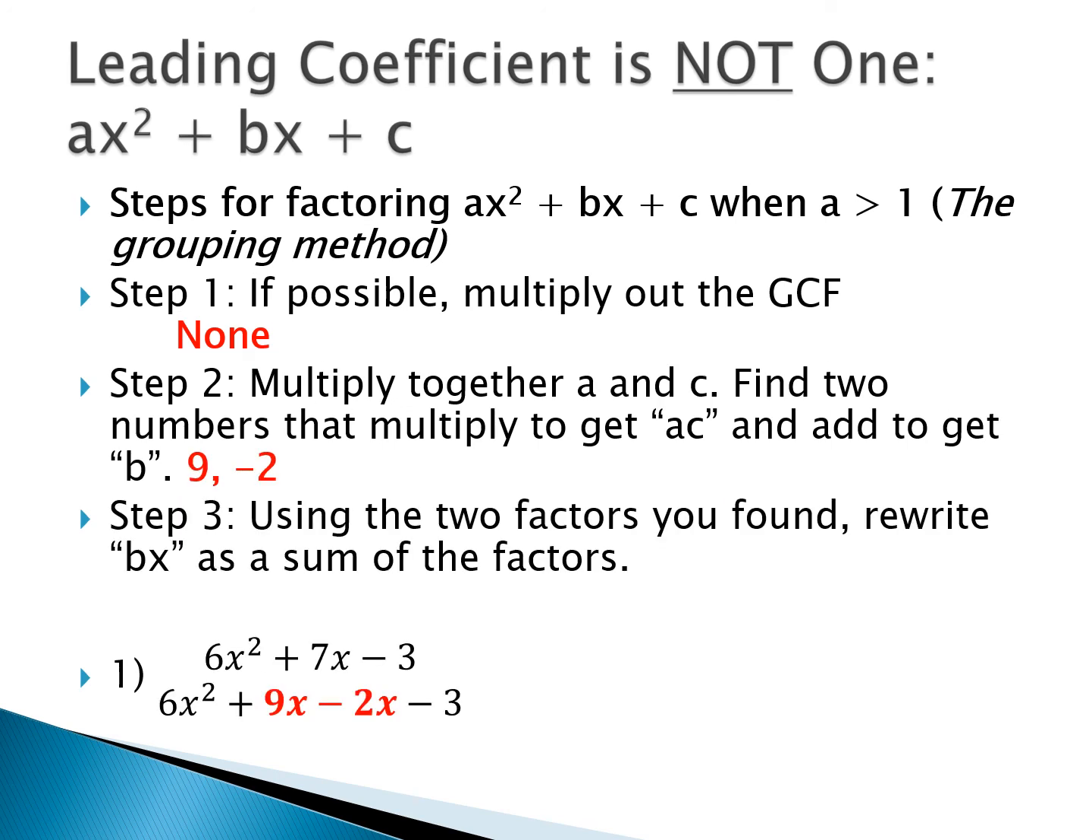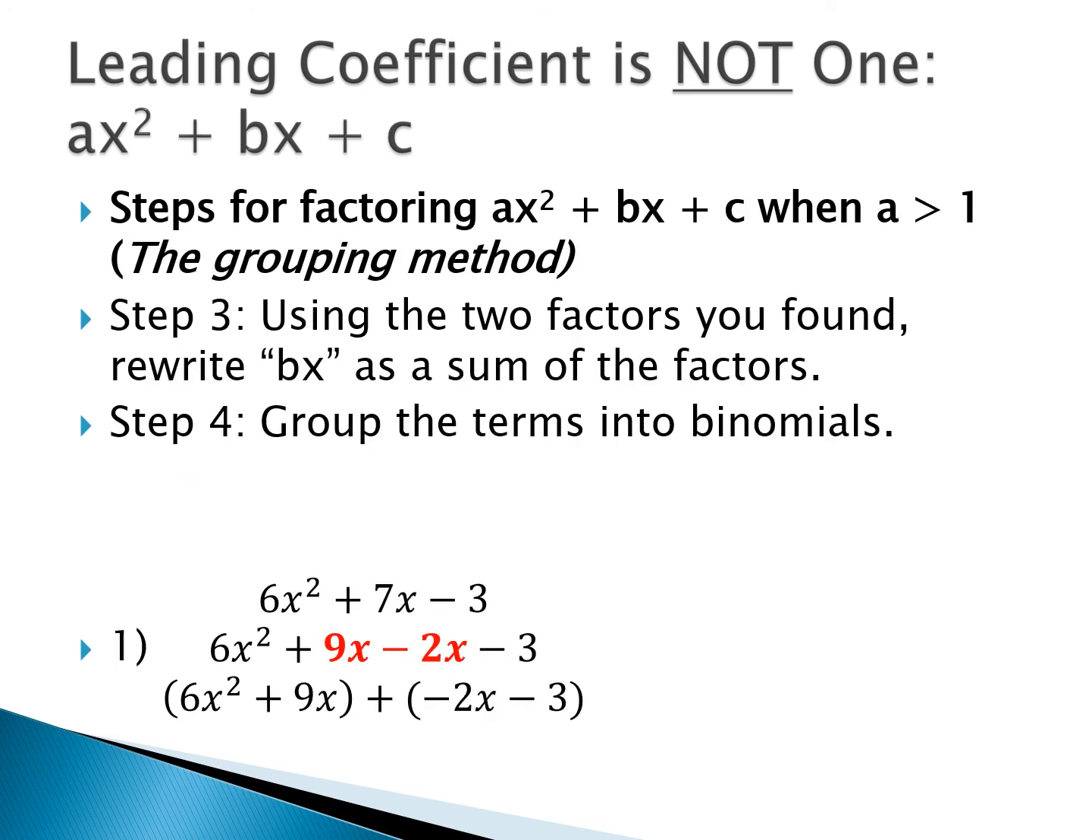So step 3 is using the two factors that you found, rewrite bx as a sum of those factors. So what that means is rather than writing 7x, we're going to take the 9 and negative 2 and rewrite 7x as 9x and minus 2x. That doesn't change the expression at all. We've just rewritten 7x as 9x minus 2x.